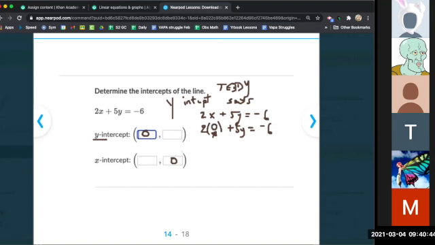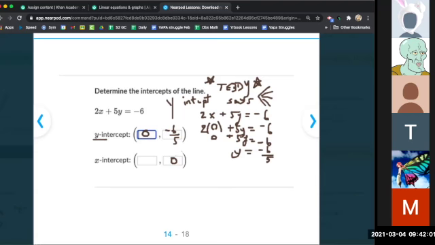It just makes sense, right? Because we just said that when we're looking for the y-intercept, x is 0. So we end up getting 0 plus 5y equals -6, which means that y equals -6 over 5. Work out, guys.